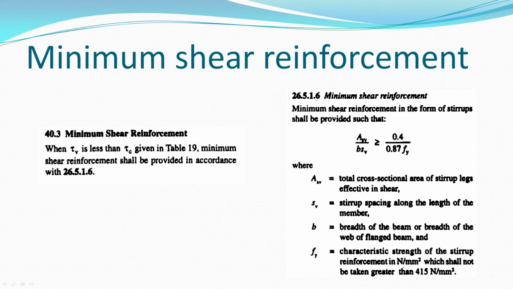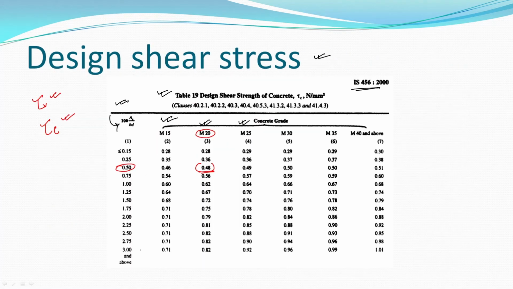Now minimum shear reinforcement. Why do we need to provide the minimum shear reinforcement, that means in which case will we provide it? Look here, as per clause number 40.3 of IS 456 2000, the minimum shear reinforcement should be provided when tau v is less than tau c. Previously we got the value of tau v, and we also know the value of tau c from Table 19. Look here, this is Table 19.